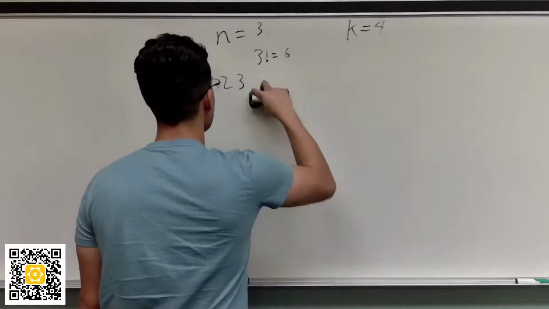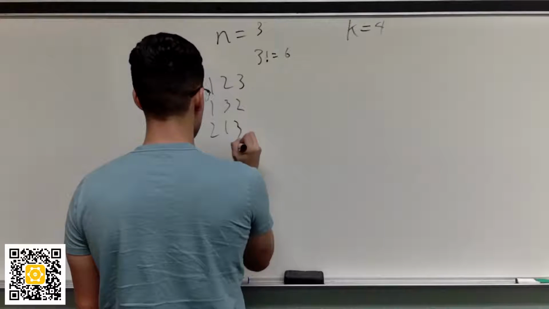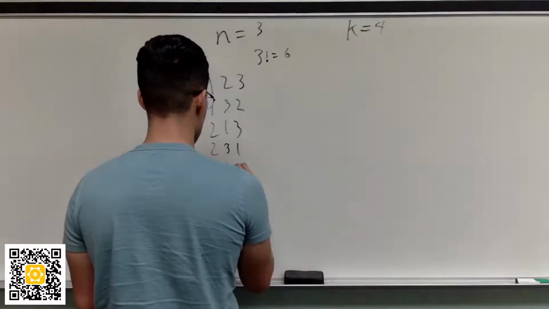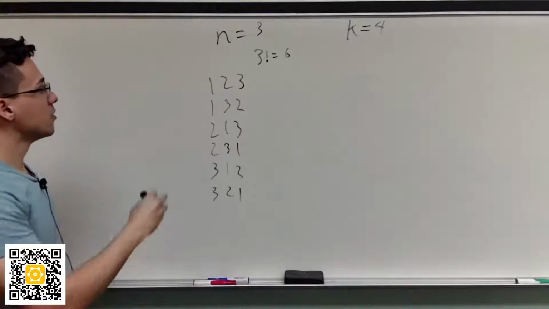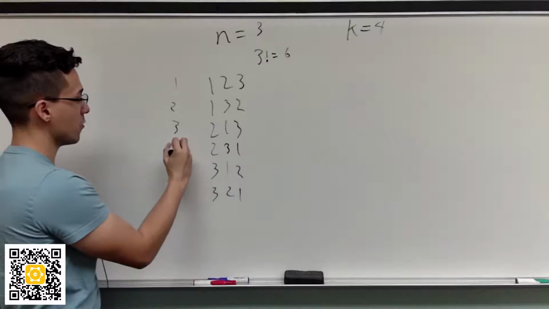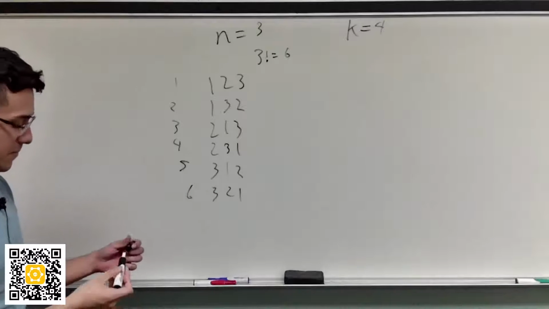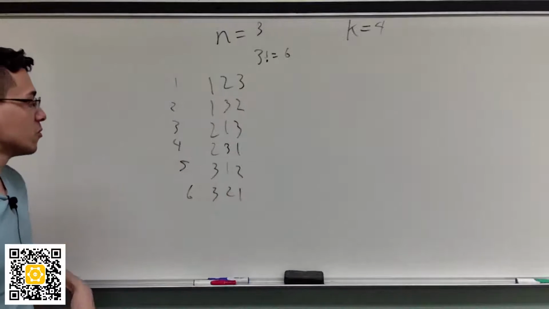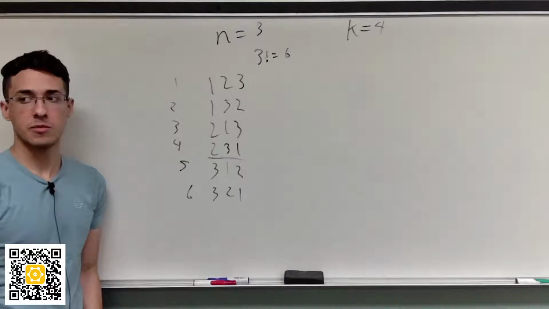So 1, 2, 3; 1, 3, 2; 2, 1, 3, like before; 2, 3, 1; 3, 1, 2; 3, 2, 1. Okay. And this is the 1st, this is the 2nd, this is the 3rd, 4th, 5th, 6th. All right. So they ask you for, so you want to generate the string 2, 3, 1.